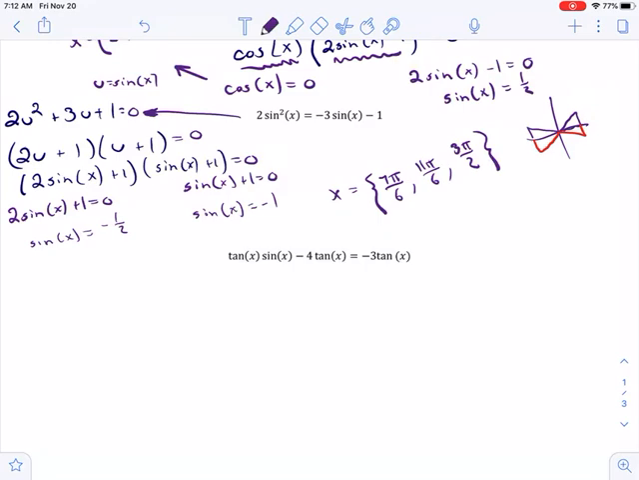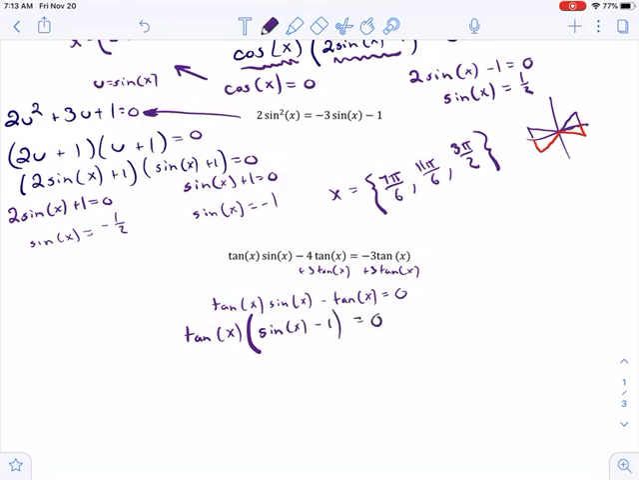Last problem, given the mix of tangent and sine, this is probably going to look like factoring out a greatest common factor. So I'm going to add 3 tan x to both sides, which is just going to combine with these. So I end up with tangent of x, sine of x, minus tangent of x equals 0. I see that tangent is common to both of those expressions. So I have tangent of x, I'm factoring that out of both of those. So I end up with sine of x minus 1 equals 0.